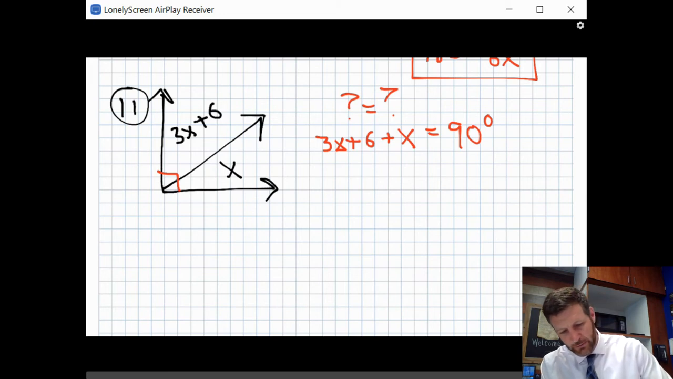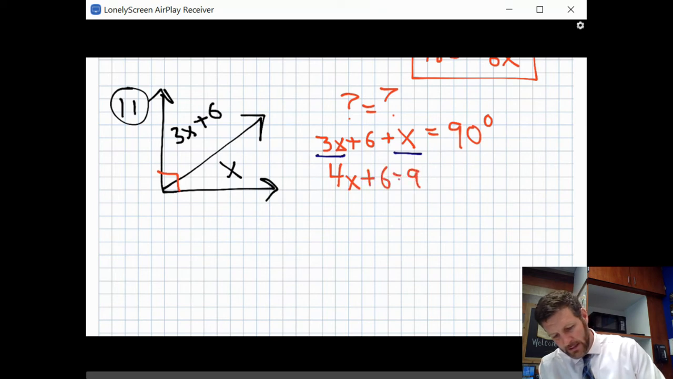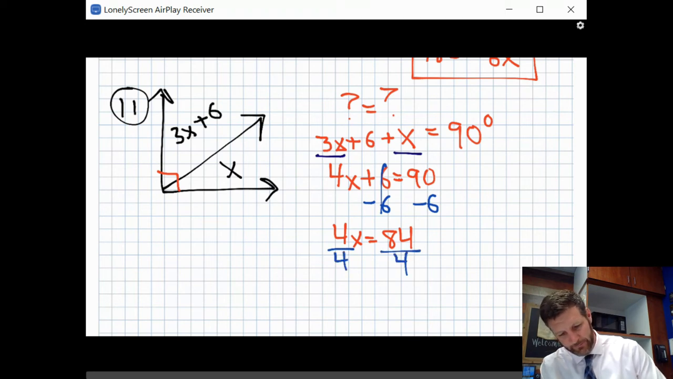So now we just go into algebra mode. We simplify. I've got two sets of x's, so I need to combine like terms. So that gives me 3x plus one other x is 4x, plus 6 equals 90. Then I need to go ahead and subtract the 6 from both sides because I'm trying to get x by itself. That eliminates the 6. And so that gives me 4x equals 84. The opposite of multiplying by 4 is dividing by 4, so we're going to divide both sides by 4. That cancels out, and so we get x equals 21.